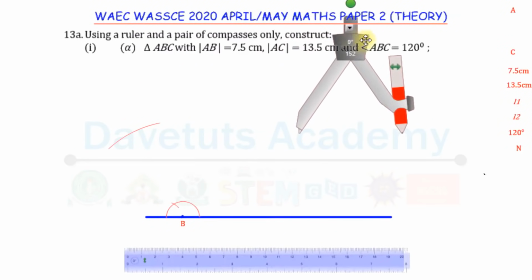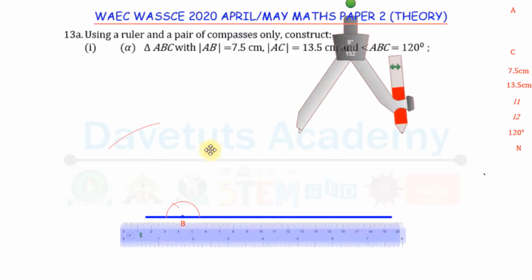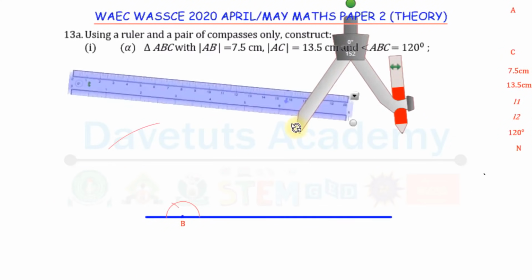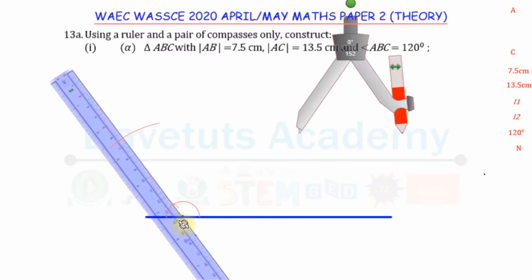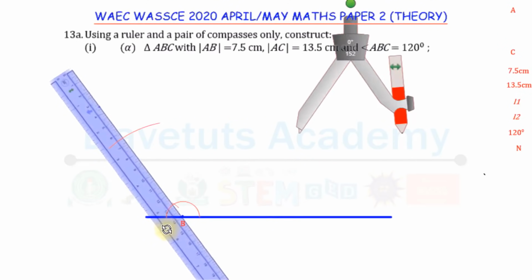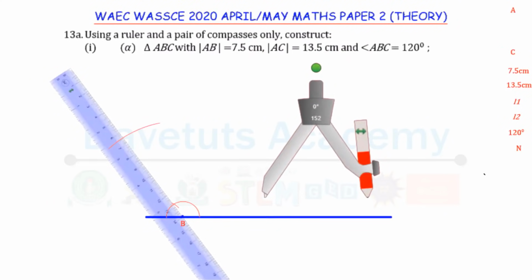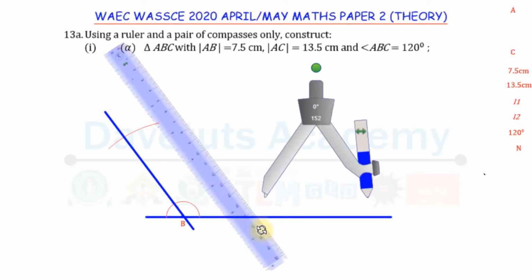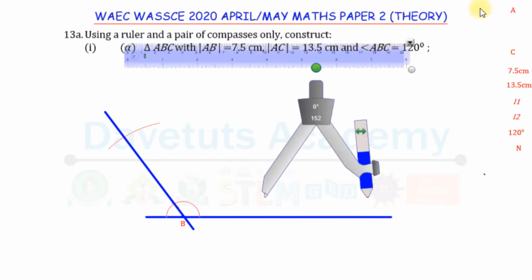Okay, so once we've done that, we'll now need to bring in our ruler to appropriately join this particular point B, but it needs to pass through the arc that we will mark off as 120 degrees. Then we can mark this off on our construction sheet, and that is how we will be able to get our point A as requested. So here this will be point A.